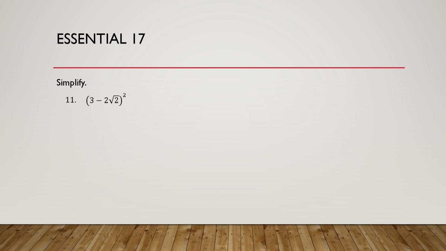Simplify. 3 minus 2 times the square root of 2, quantity squared. First, let's express this as the product of two binomials. When we FOIL out the two binomials, we get 9 minus 6 square root of 2 minus 6 square root of 2 plus 8. When we simplify, we get 17 minus 12 square root of 2.